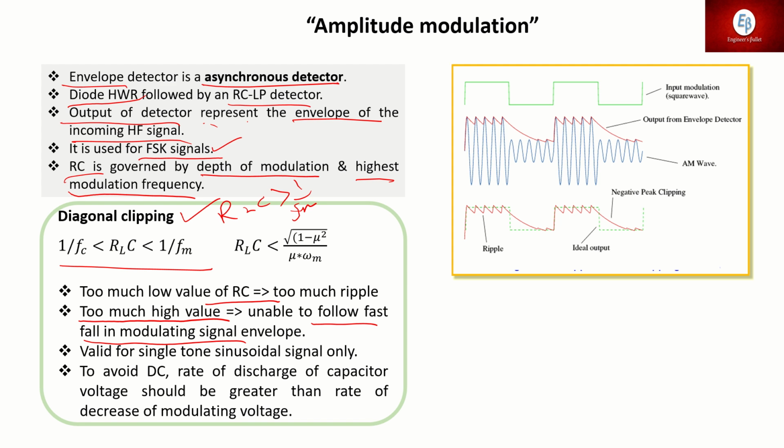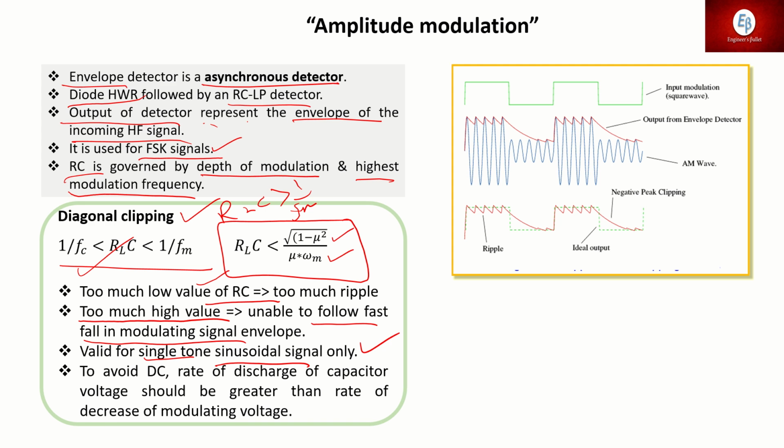So we have to exclude these two extreme cases, and we have to consider the case of 1 by ωc less than RLC less than 1 by ωm. This is an important formula from the exam point of view, and this type of question has appeared multiple times in GATE and ESE. RLC is less than under root of 1 minus μ square upon μ into ωm. So if you are given the RLC and the message signal frequency, then you can easily calculate the modulation index. These cases are valid for a single tone sinusoidal signal.